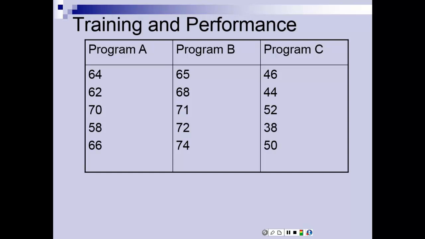Do you think there's a difference between program A and B, that you would conclude that there's a difference? Well, A and B both are mostly in the 60s and 70s. It's going to be difficult to see a difference there. But look at program C. All of those scores are less than the other 2. I'm going to guess right now that when we get to the conclusion of this, what we're going to say is, don't do program C. The performance is a lot lower than the other 2.